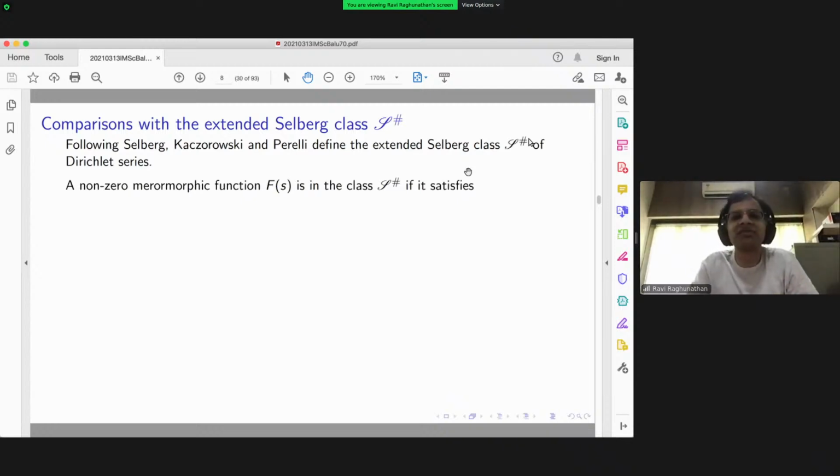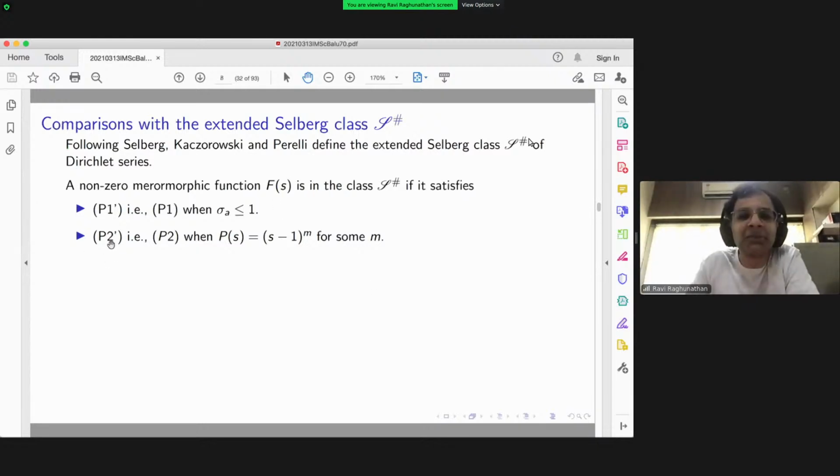Okay, a non-zero meromorphic function F(s) is in the class S sharp if it satisfies not P1, but P1 prime. What is P1 prime? So P1 was some abscissa of absolute convergence. We didn't specify what sigma A was, as long as it was bigger than or equal to half. But for S sharp, one specifies that sigma A is less than or equal to 1. So that's the one key difference. A sharp has no restrictions on the half plane of absolute convergence, but for S sharp, the extended Selberg class, you demand that sigma A is less than or equal to 1. So that's obviously a significant restriction.